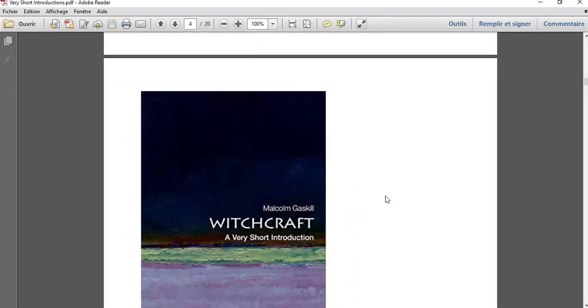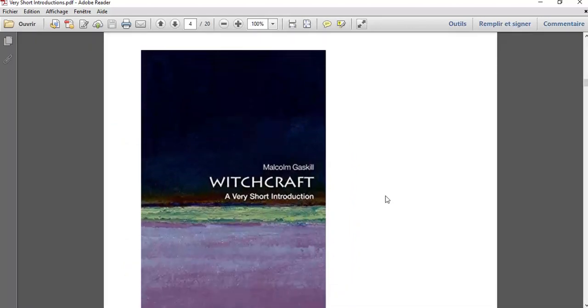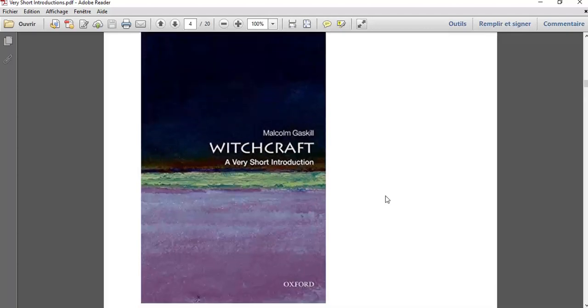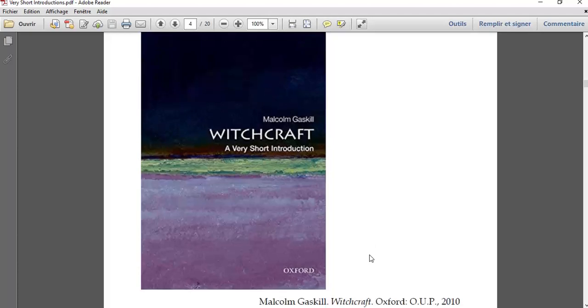is Malcolm Gaskill's Witchcraft. This is the cover for this book. So as you can see on the cover, you have the name of the author, Malcolm Gaskill, the title, Witchcraft, the subtitle, which is the name of the collection, a very short introduction, and the publisher, Oxford, here meaning Oxford University Press, one of the most important academic publishers in the English-speaking world.